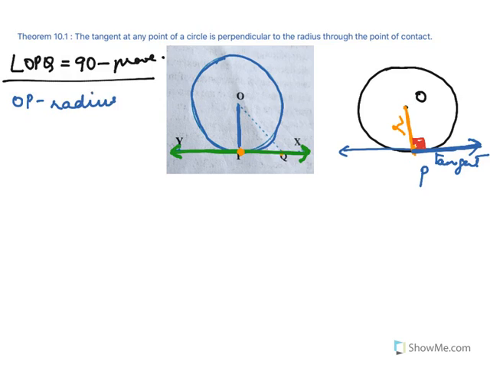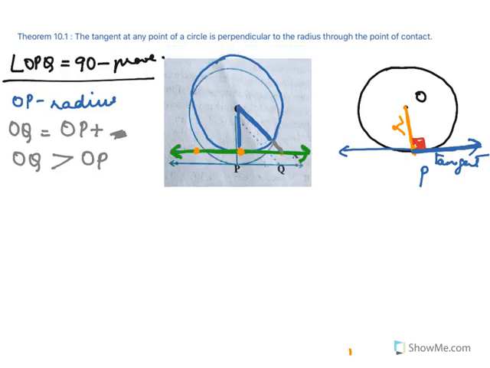Now we'll look at OQ. OQ is the radius, plus there is something more, plus this part. Have you seen this? So OQ is definitely OP plus something more, that little part here. So we know that OQ is definitely greater than OP. We'll take another point, maybe here, another point R.